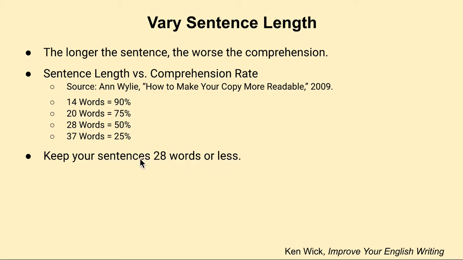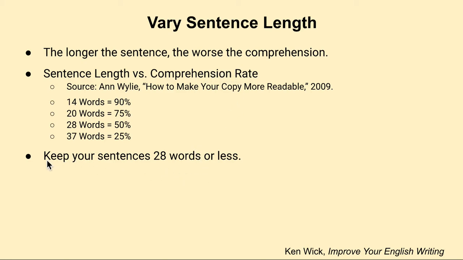The types of sentences that are probably 28 words or less are a simple sentence, a compound sentence, and a complex sentence. Complex sentences are probably going to start getting up into the 28-word limit of where you want to keep your sentences. It doesn't mean you can never have a sentence over 28 words, just know that the longer the sentence is, the worse the comprehension rate.